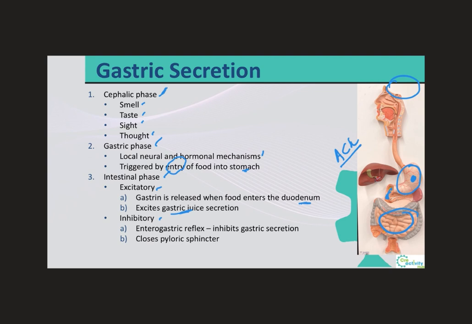However, because when the intestine distends with the chyme entering, there's going to be this enterogastric reflex that inhibits the secretion. And one of the effects of this reflex is to actually close the pyloric sphincter, which then blocks additional chyme from entering the duodenum. So it basically controls the emptying of the stomach into the small intestine.